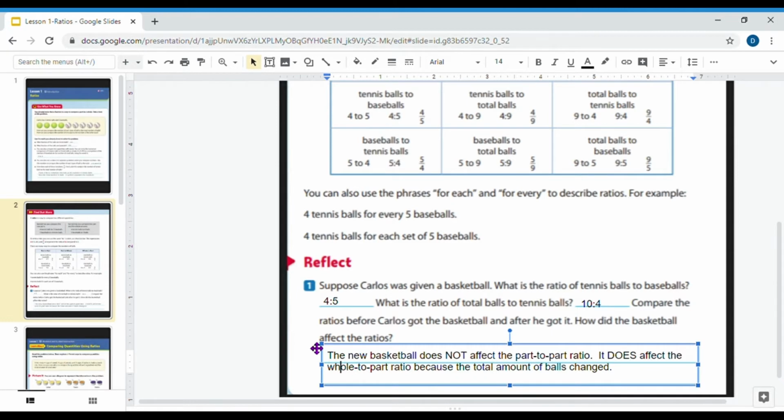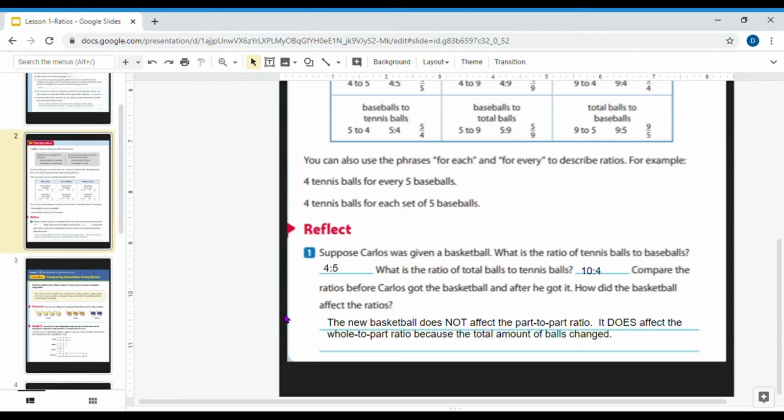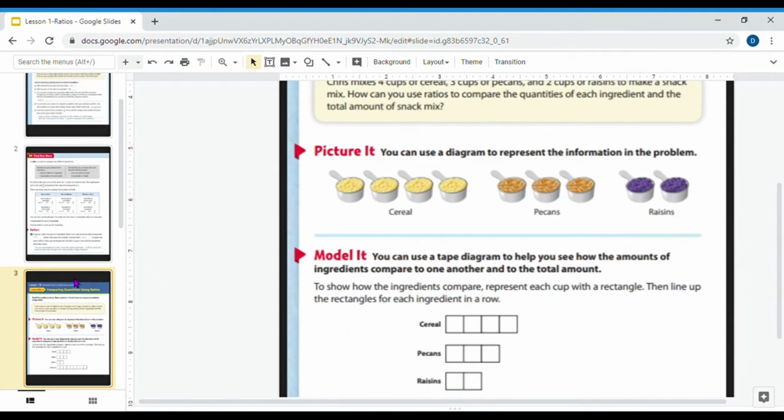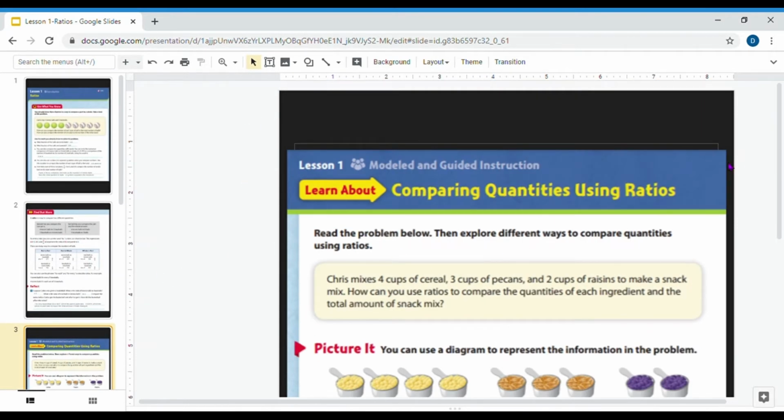So this page right here, page 2, is a great spot to come back to if you get stuck anywhere. It's kind of like a little note sheet. So let's get right in now to our guided instruction.